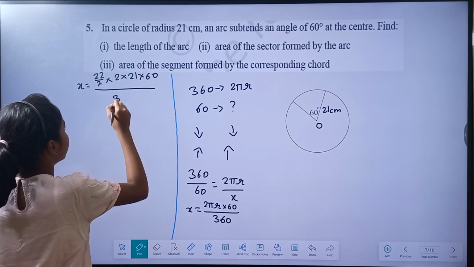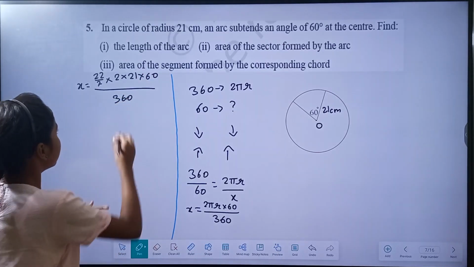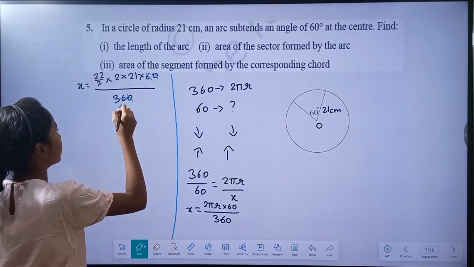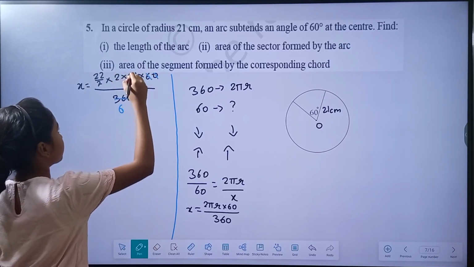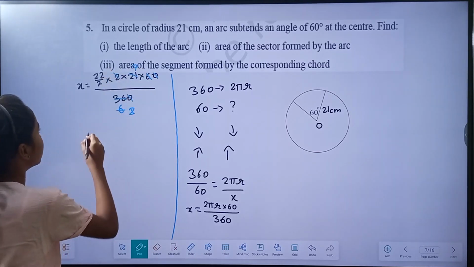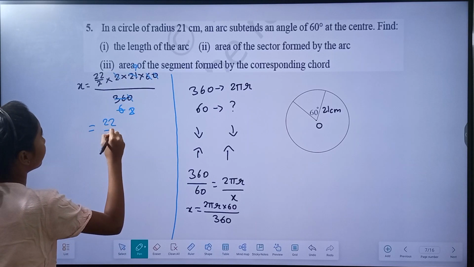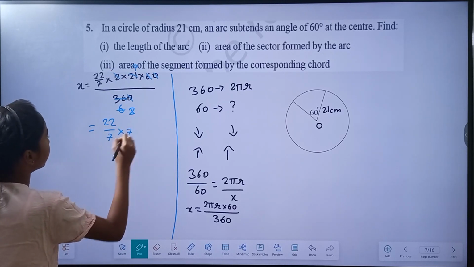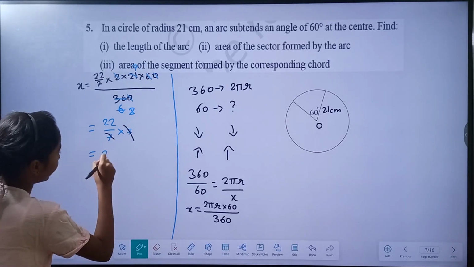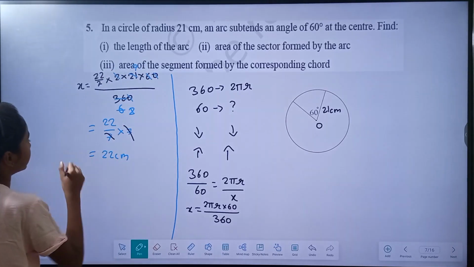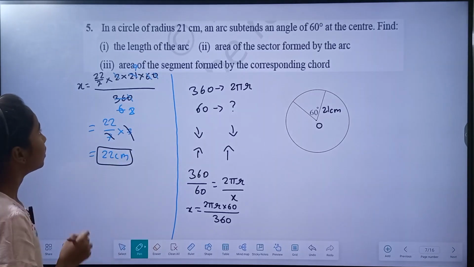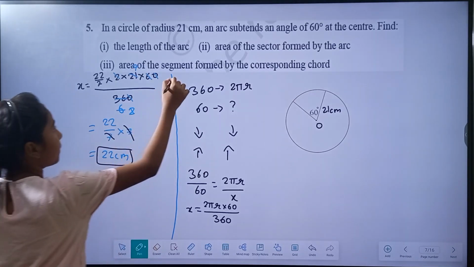We cancel 0 0, cancel 6 36, we have this one 6. Then we have over here 7, and this one will be 2. 2 2 cancel. So we got the value 22 by 7 into 7, which is equal to 22 centimeter. This is the length of the arc. So this is the first one.